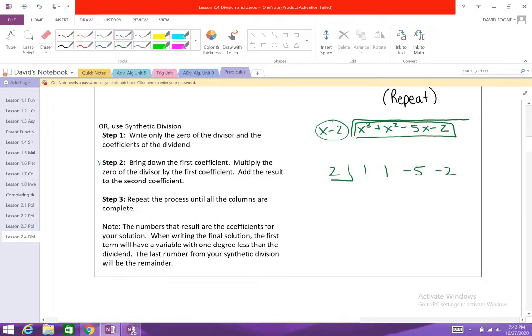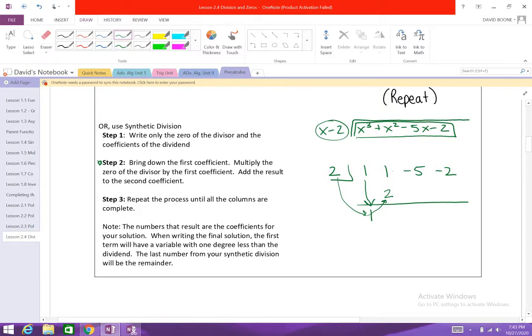The next step says to bring down the first coefficient. So we're just going to bring down this first coefficient. We're going to have a little line here. Bring down this first coefficient and just write it down. And then what we do is we multiply the 0 of the divisor. In other words, we take this 2 out here and multiply it times this 1, the first coefficient, and then we'll put that result right here. So again, we're taking this 2 times the 1 and putting it right there.